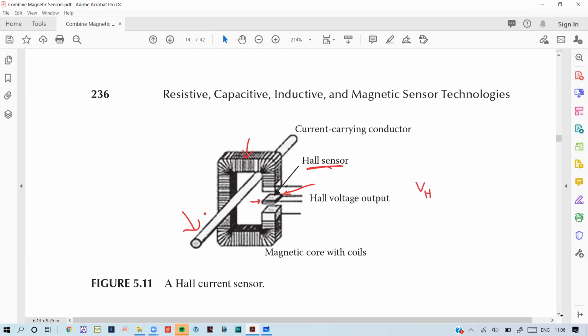Whenever you change that B, that VH changes, which is BI divided by, what was that? That was q, n_c, and t_H. So whenever this B changes because of this I, that VH will change, and that Hall voltage output is taken here.